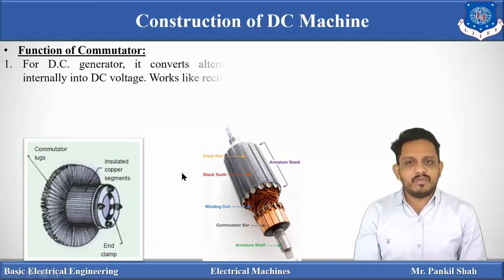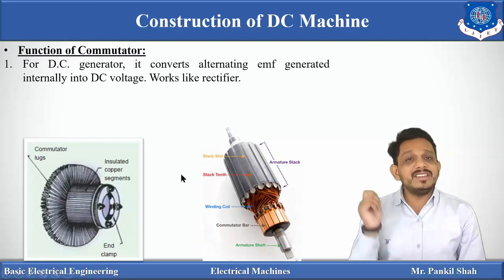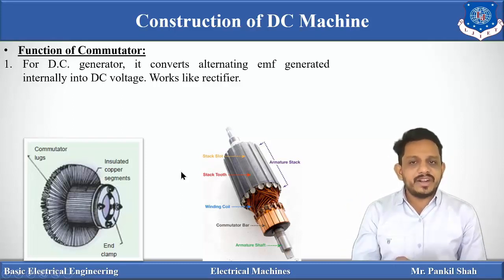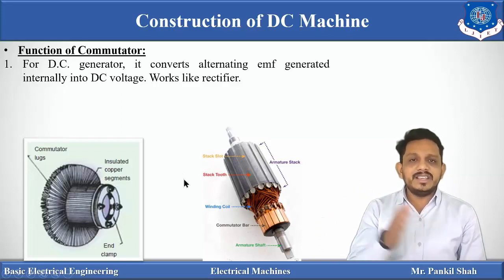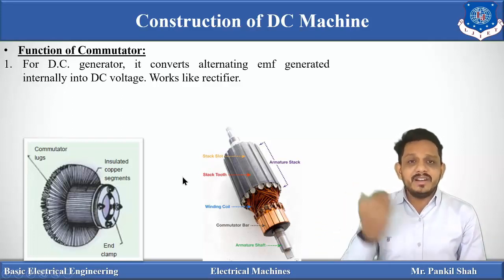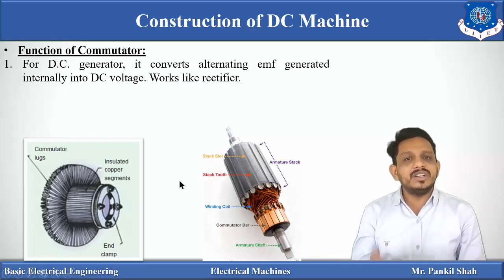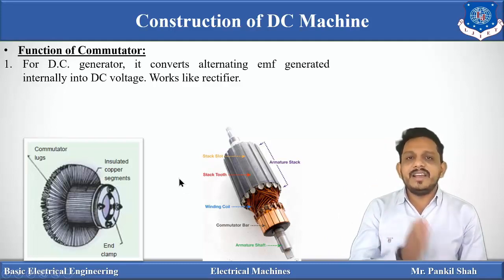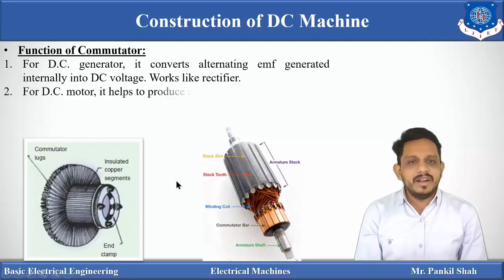What is the function of the commutator? First, for a DC generator, it converts the alternating EMF generated internally into DC voltage. It works like a rectifier. There is no need to use an external circuit to convert the AC EMF into DC. It is inbuilt inside the DC machine, so the generated alternating EMF is converted into DC.